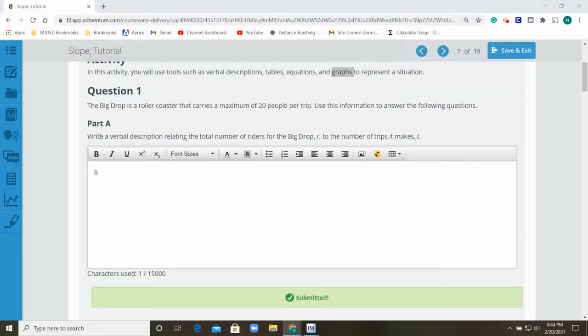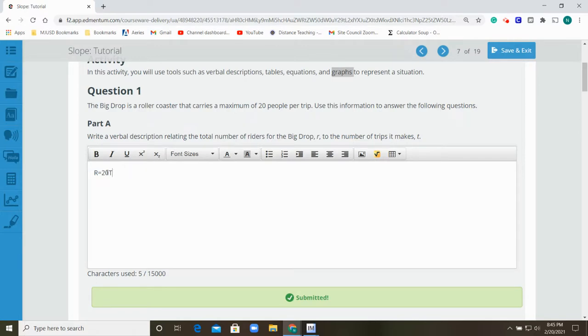All right, so the verbal description relating the total number of riders for the Big Drop is R to the number of trips it makes. So basically, if you take one trip, then the R, or the number of riders, equals 20 times T.